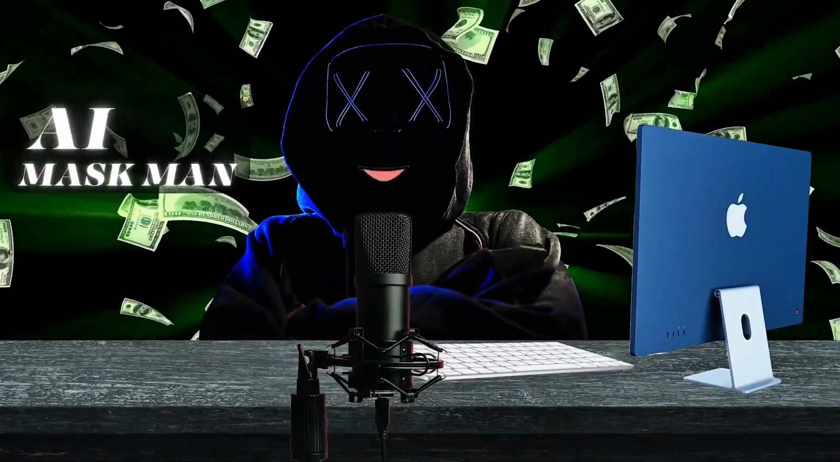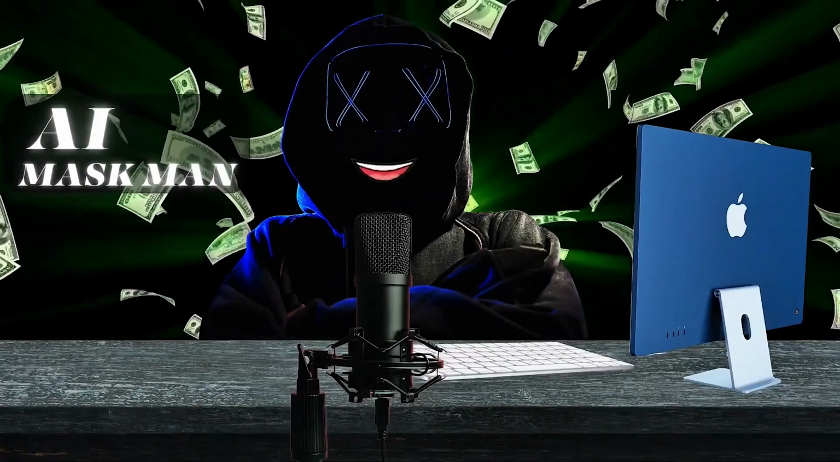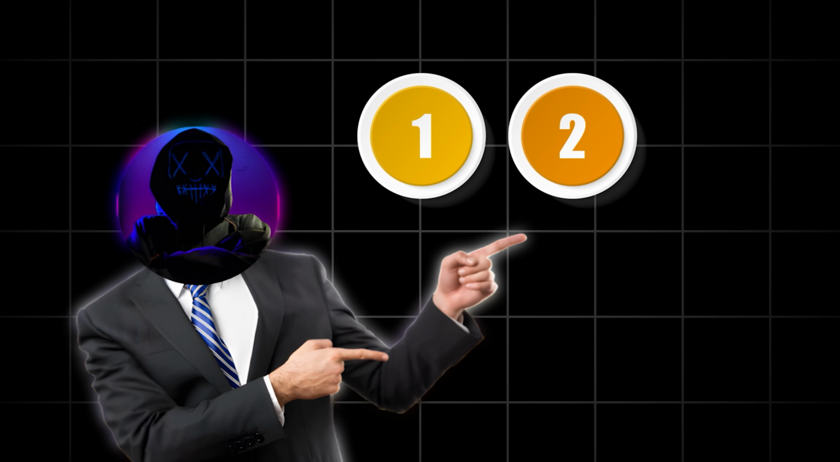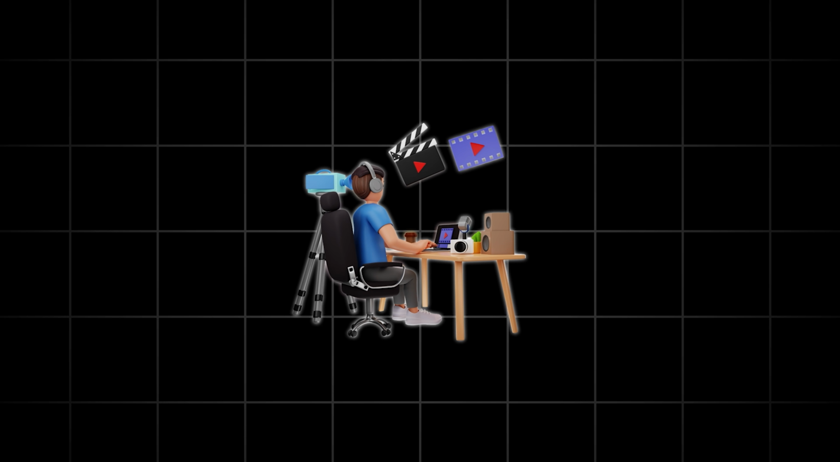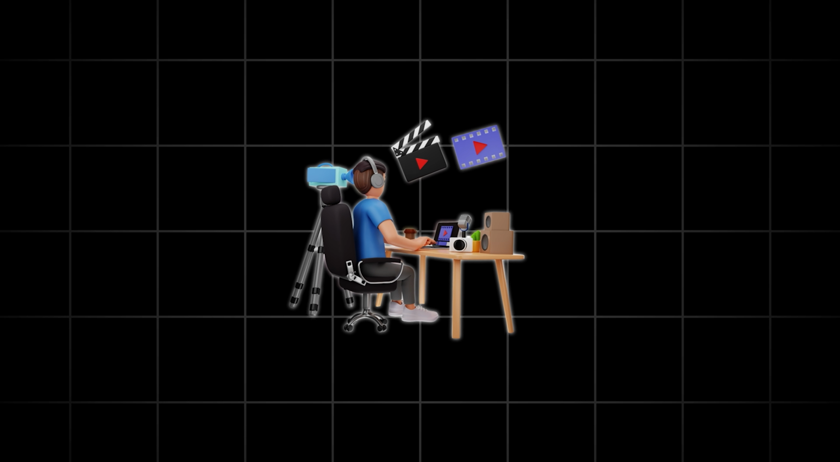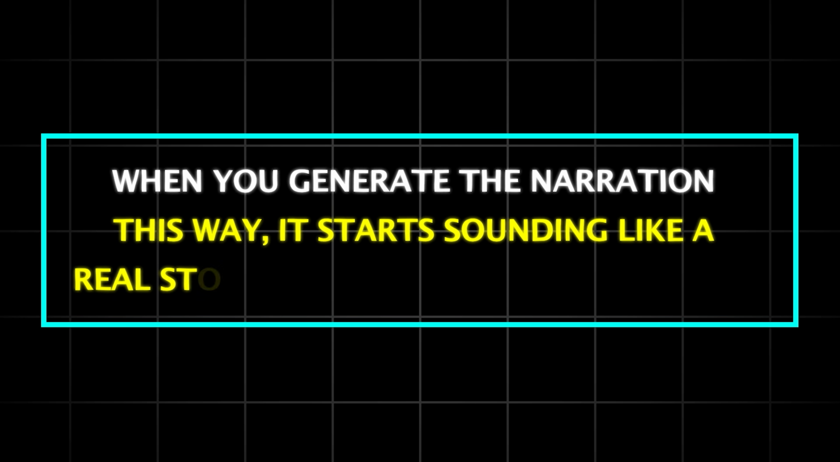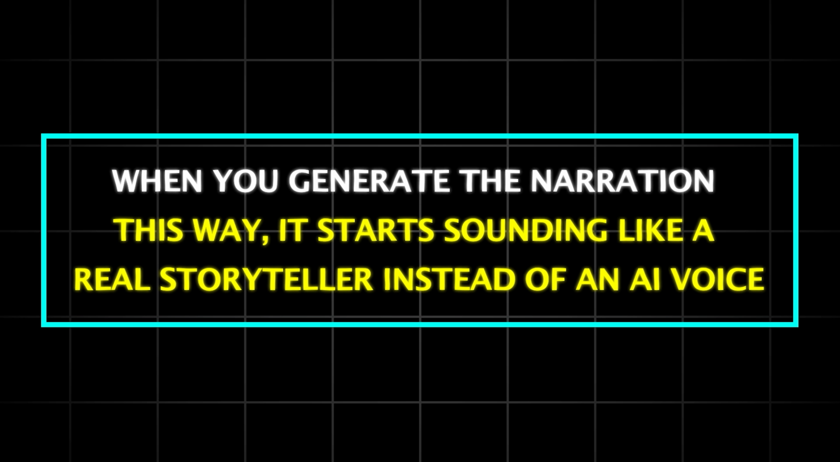A 20-minute script will usually become around 5 separate narration files. Name them in order, such as 1, 2, 3, and so on. It seems simple, but it makes the editing process much easier later. When you generate the narration this way, it starts sounding like a real storyteller instead of an AI voice.